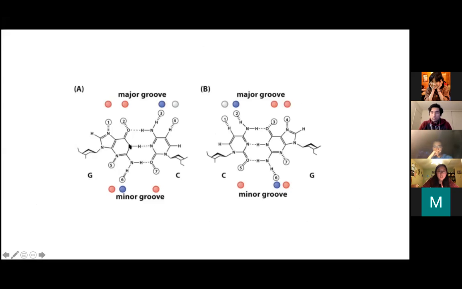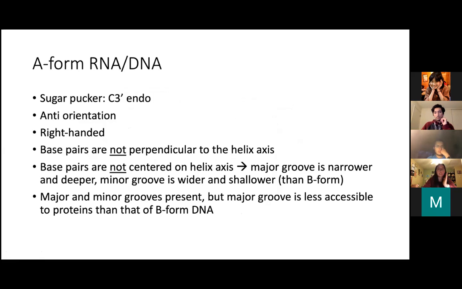So if this is a GC base pair and this is a CG base pair, if you look at the major groove of the GC, it's different from the CG. But if you look at the minor groove, the patterns are the same. They're both red, blue, red, red, blue, red. So if you're a protein and you're trying to read a DNA sequence, but you're in the minor groove, you wouldn't know, is this a GC or a CG? So it has less information content than the major groove.